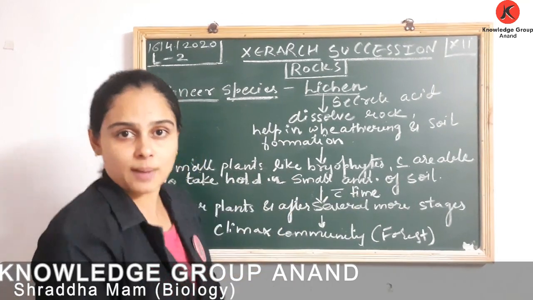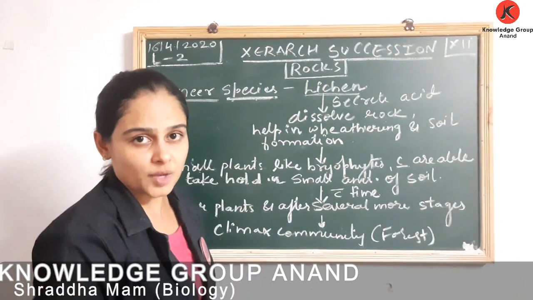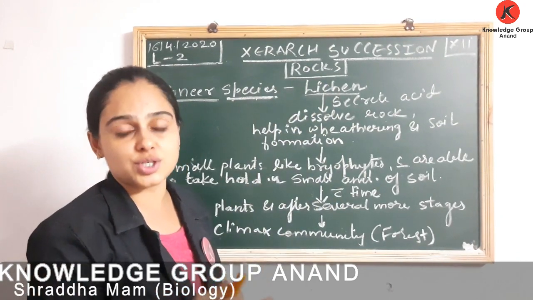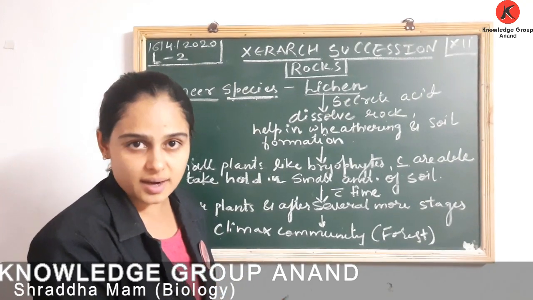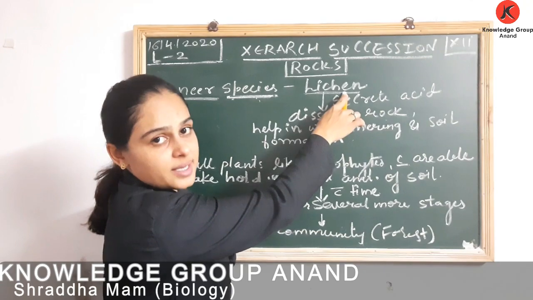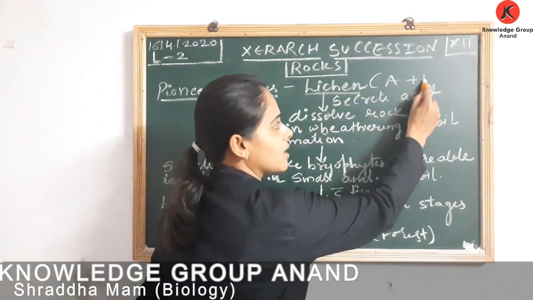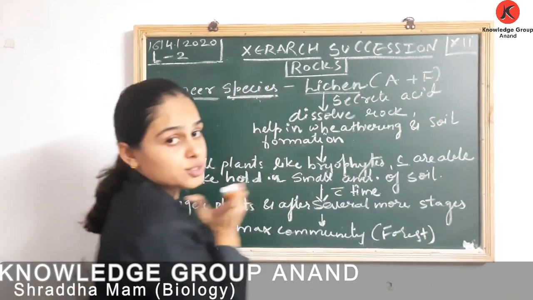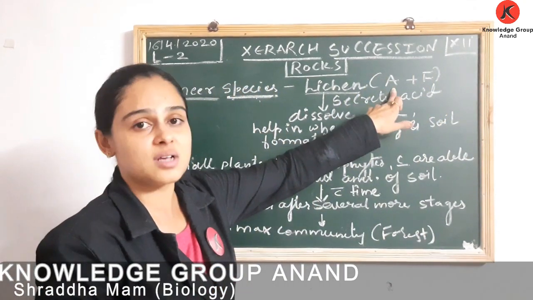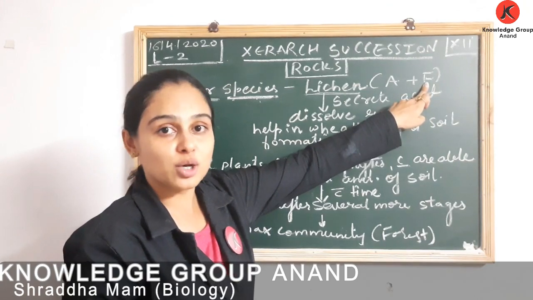Once again, I told you that if you are talking about primary succession, about succession that begins in a dry area, then the pioneer species will be which one? Your lichens. Lichens are nothing but a combo pack of your algae and your fungus. The algal component is the phycobiont, and the fungal component is your mycobiont.